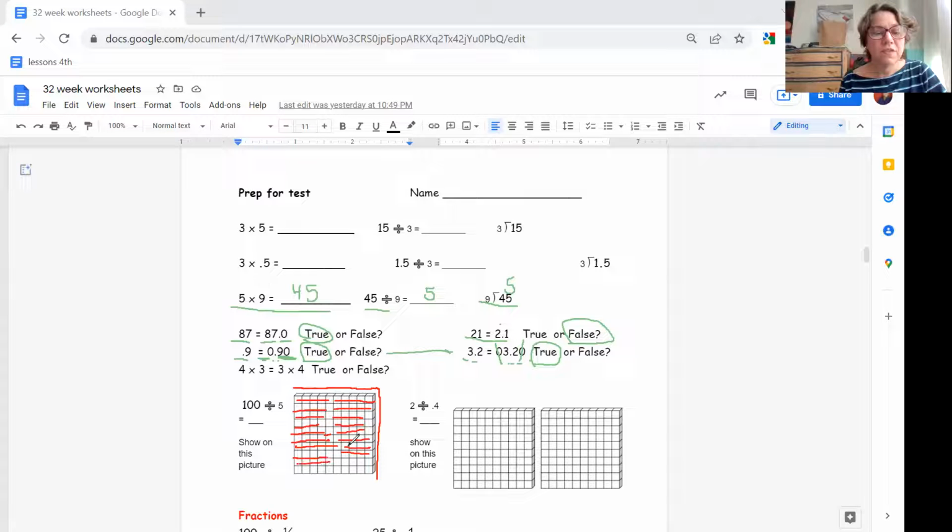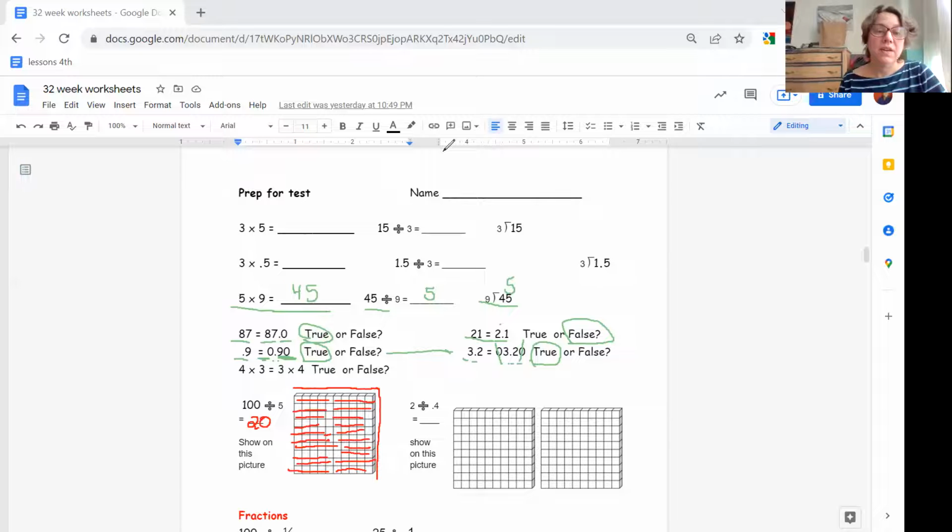1, 2, 3, 4, 5. 1, 2, 3, 4, 5. And finally, how many did I do? Were you counting? It is 20. Remember, we could also do 5 groups of 20, which would be a lot easier.